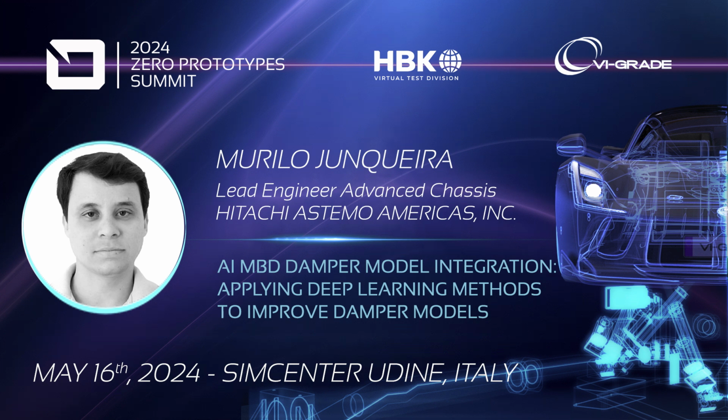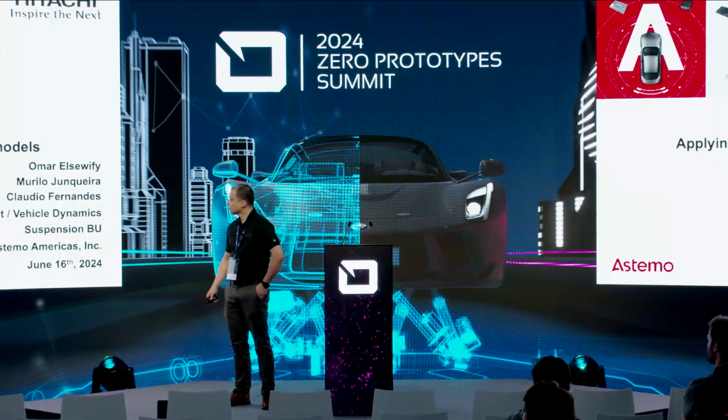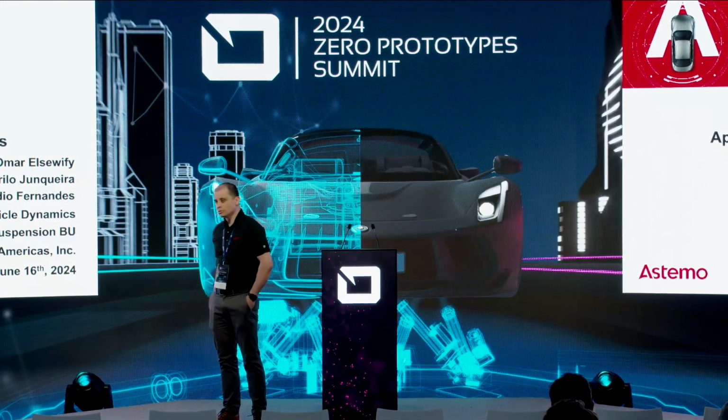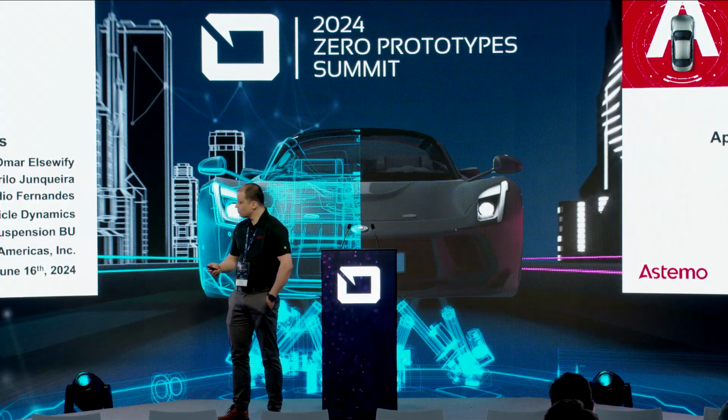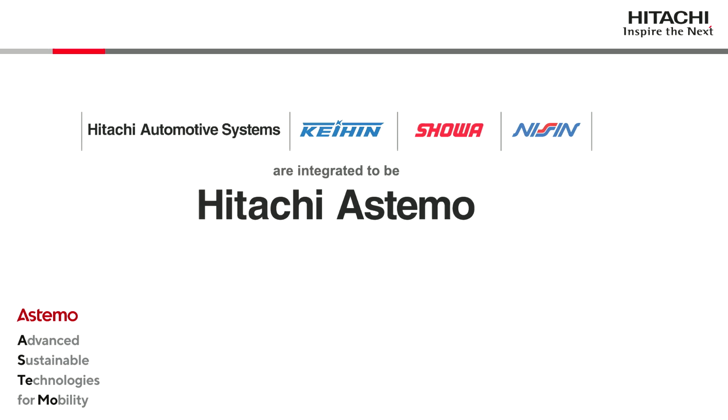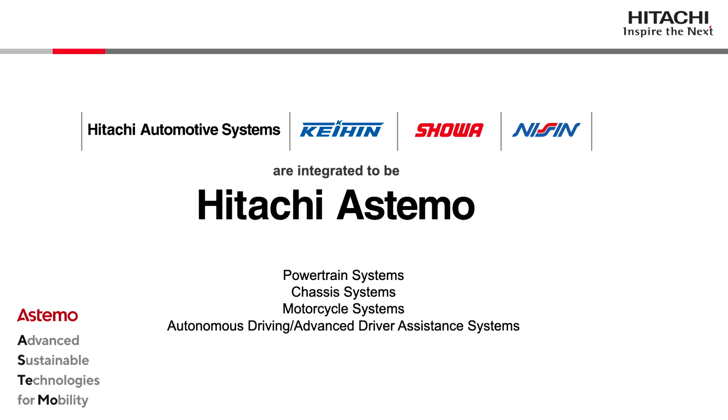So, good afternoon. My name is Murilo. I work together with Omar and Claudio on this project. So, I'm representing Hitachi Astemo. Hitachi Astemo is an integration from other suppliers like Heihin, Showa, Nissin, and Hitachi Automotive Systems. We provide powertrain systems, chassis systems, motorcycle systems, and autonomous driving and advanced driver assistance systems.